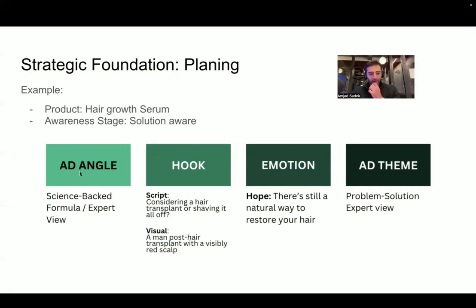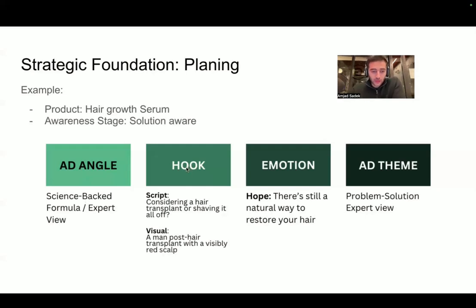So an ad angle can be a science-backed formula with an expert view. That's based on research. We know that the target audience values a science-backed formula because they tried many things before and nothing really worked. So they want something that's really science-backed and not just a cream or shampoo they sell on TikTok or something like that.